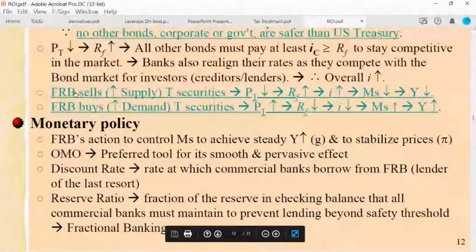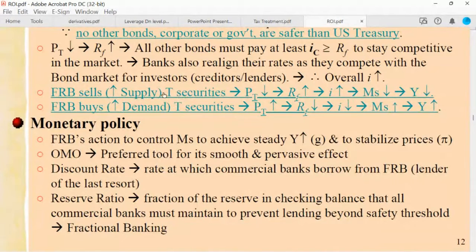Federal Reserve goes into the bond market, and then they either increase the supply of Treasury or increase the demand for Treasury, whereby the price of the Treasury goes down or goes up. Which causes the interest rate to go up or go down. Okay, so the picture is now complete.